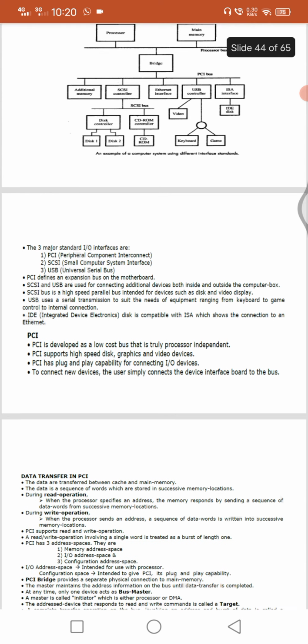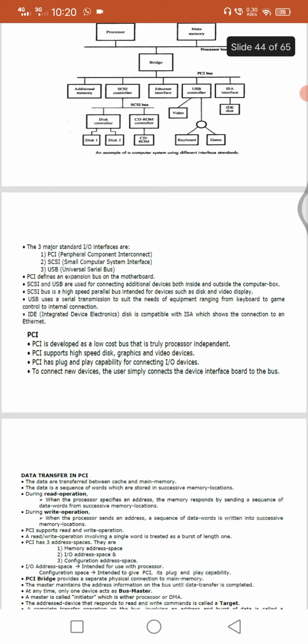The SCSI bus is a high speed parallel bus intended for devices such as disk and video display. With the help of SCSI, we need to add additional devices like disks and video displays, because they need high speed parallel buses.